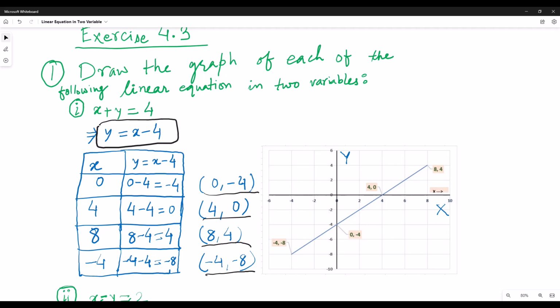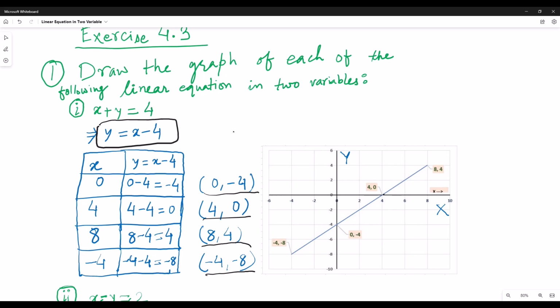Okay, for 2 points only one line can pass, and we will find that the third point is also lying on the same line. Okay, so that will confirm to us that the linear equation in two variables is a straight line. So what we have to do on the graph paper, you have to write 1, 2, 3, 4 like that on both the axes x and y, and you have to plot all those points.